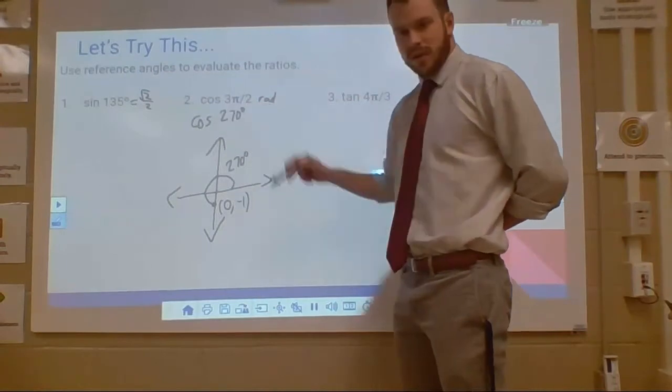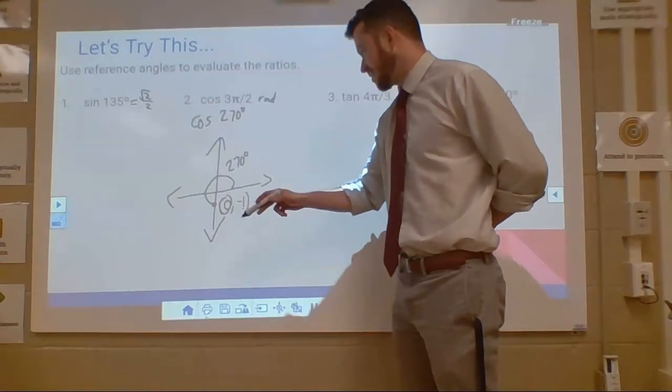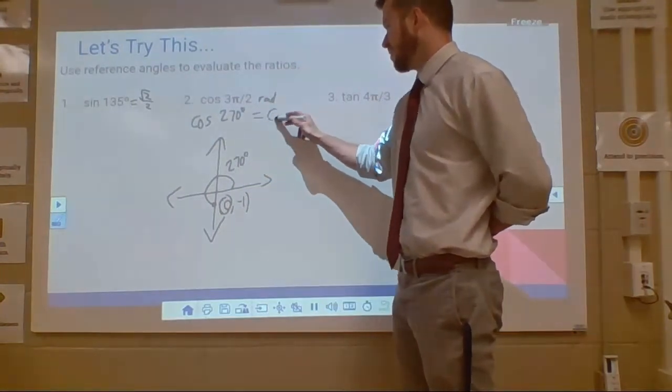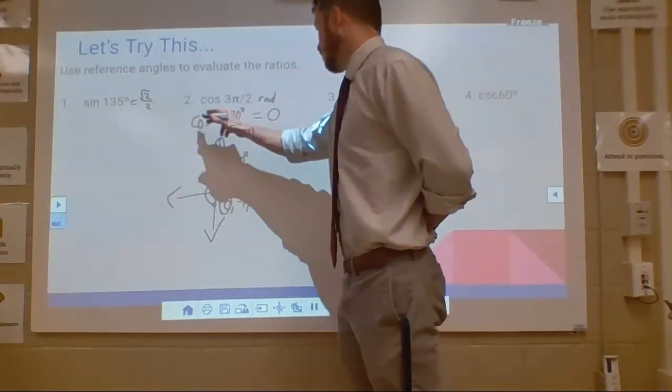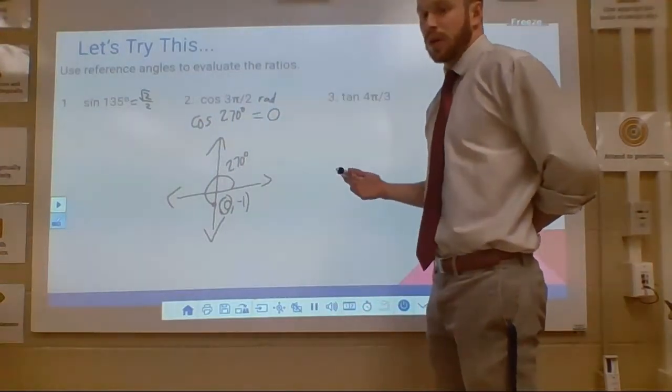Well, what is the cosine value here? That's the x value, right? So we're looking at 0. So the cosine of 270 degrees actually equals 0. Crazy, right? So there we go. That's how we find the cosine of 3 pi over 2 radians.